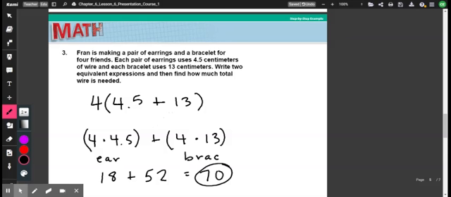Okay, split it up, all right? Step 1, split it up. Step 2, multiply, okay? Please let me know if this is confusing. I would love to hear from you guys.